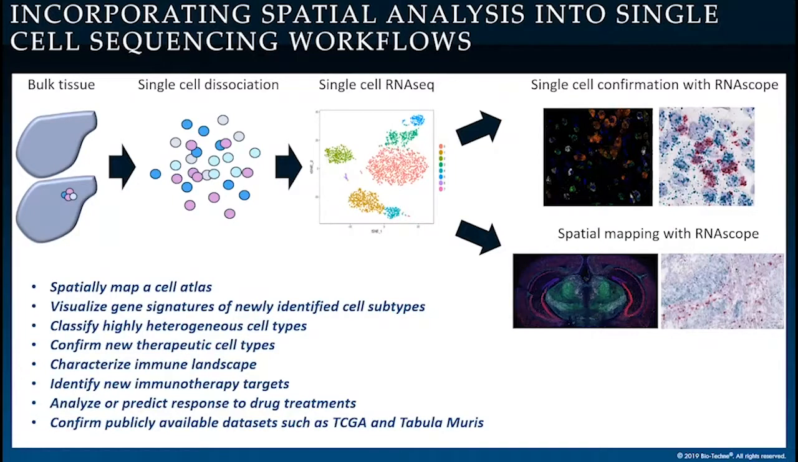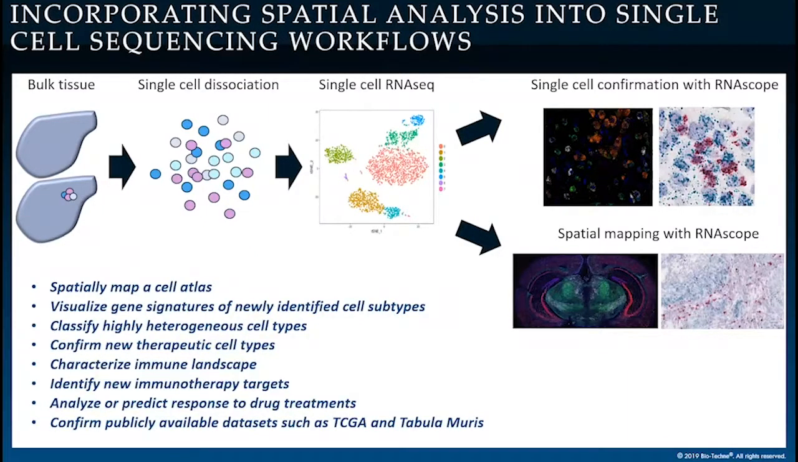Our multiplexing capabilities, coupled with the high signal-to-noise ratio, enable single-cell and single-molecule detection of transcripts in the tissue context, providing you with confirmation of high-throughput single-cell transcriptomic results, as well as adding spatial information to these data sets. Some of the common applications we've seen in the literature for RNAscope technology in these single-cell sequencing workflows are to spatially map a cell atlas.